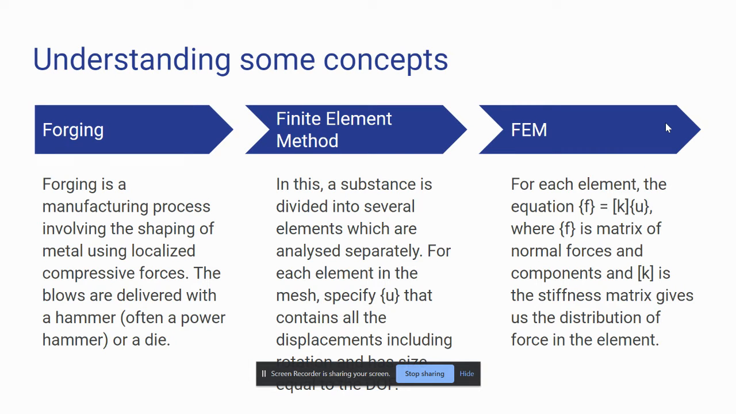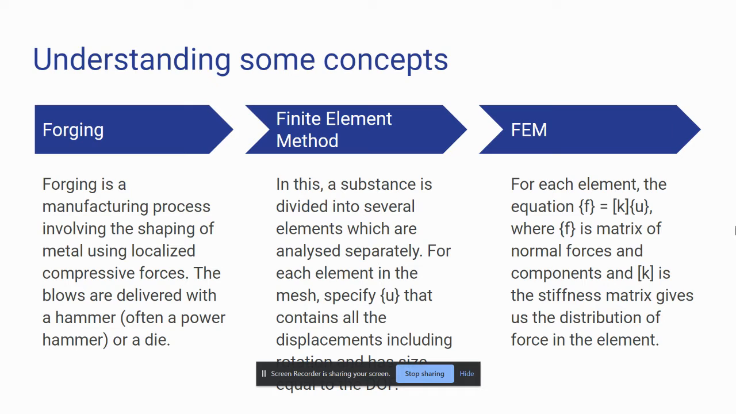So let's try to understand some concepts. Forging is a manufacturing process that involves shaping of metals using localized compressive forces. The blows are delivered with a hammer, often a power hammer, or mostly dies are used and the work is compressed between them. ANSYS uses finite element analysis, which is based on the finite element method. In this, a substance is divided into several elements which are analyzed separately.